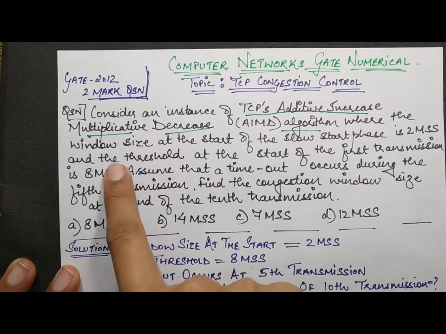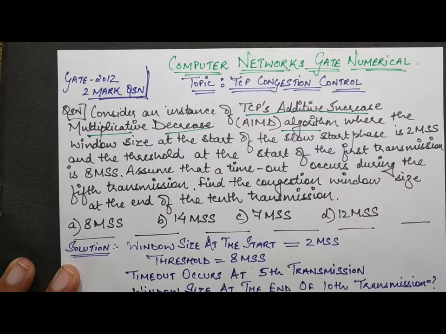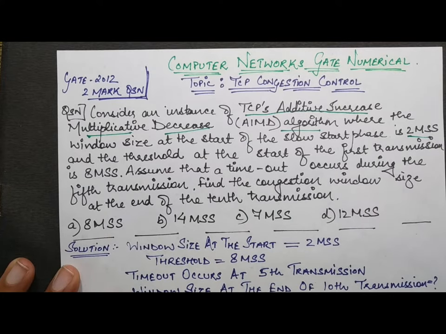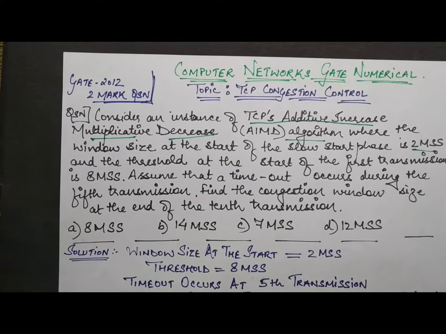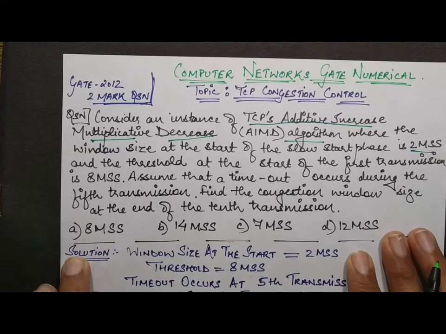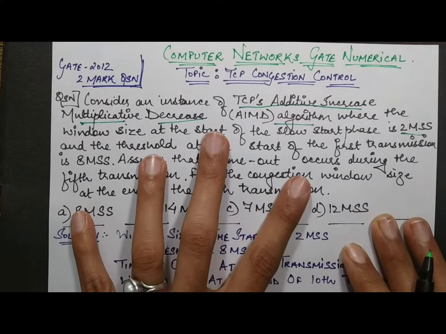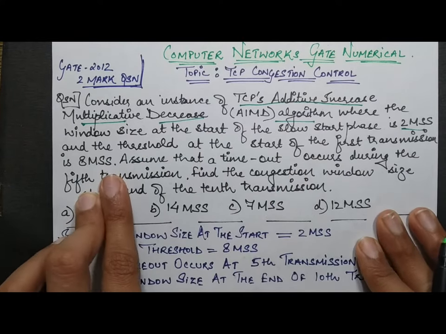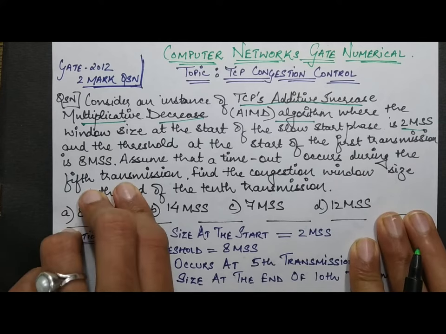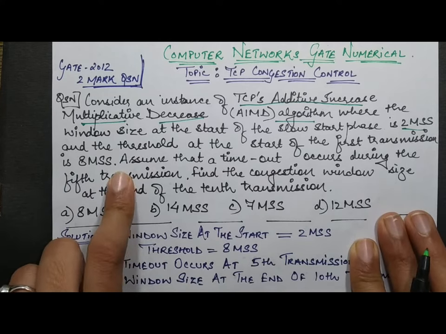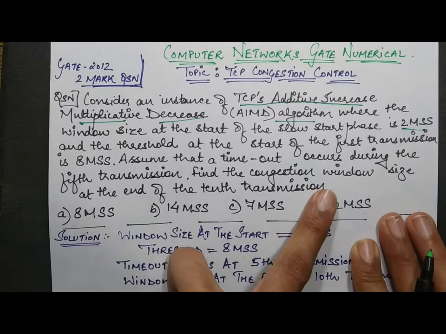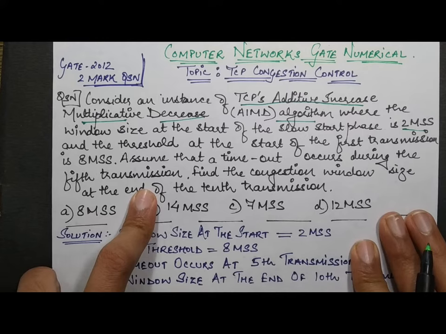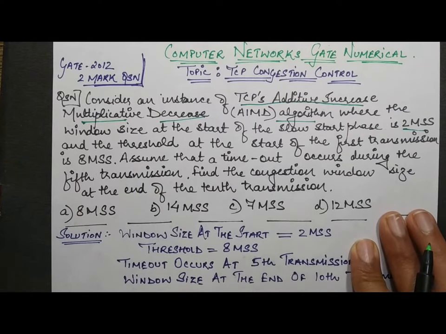Where the window size at the start of the slow start phase is 2 MSS, which is maximum segment size, and the threshold at the start of the first transmission is 8 MSS. Assume that a timeout occurs during the fifth transmission. Find the congestion window size at the end of the 10th transmission. The question might look complex, but it is a very simple question. When you start solving, you'll get an idea of it.